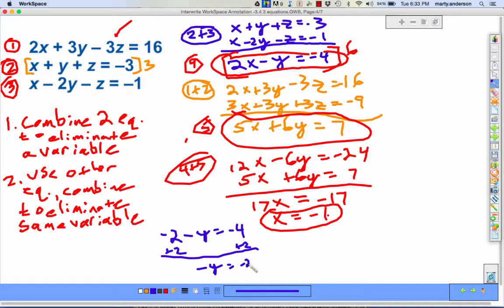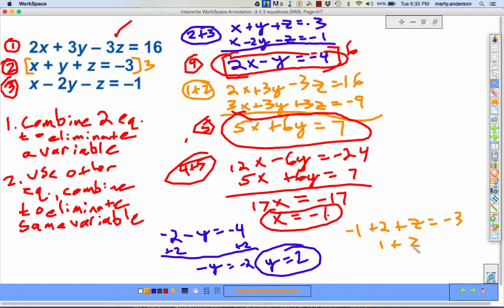Negative y equals negative 2, or y equals 2. And I'll put that back up into number 2, I would say. X plus y plus z is negative 3. So I'll have x plus y plus z equals negative 3, which is 1 plus z equals negative 3, which is z equals negative 4. My answer is in the form of x, y, z.